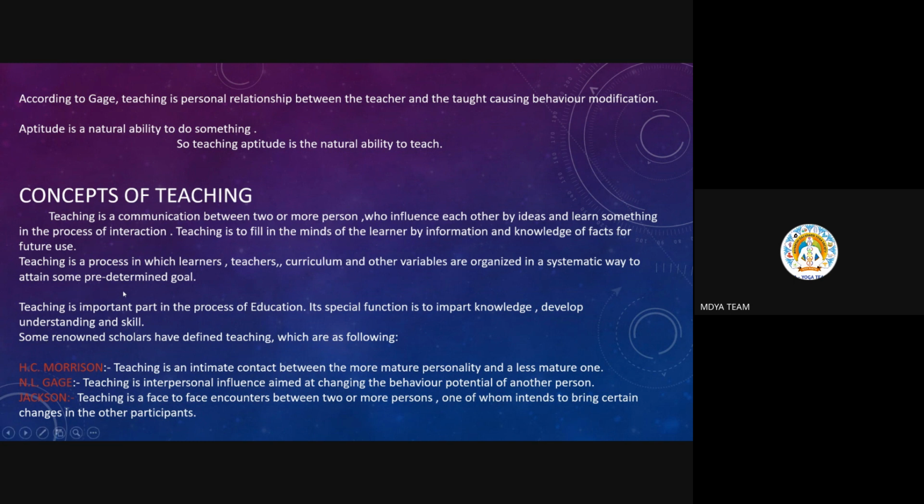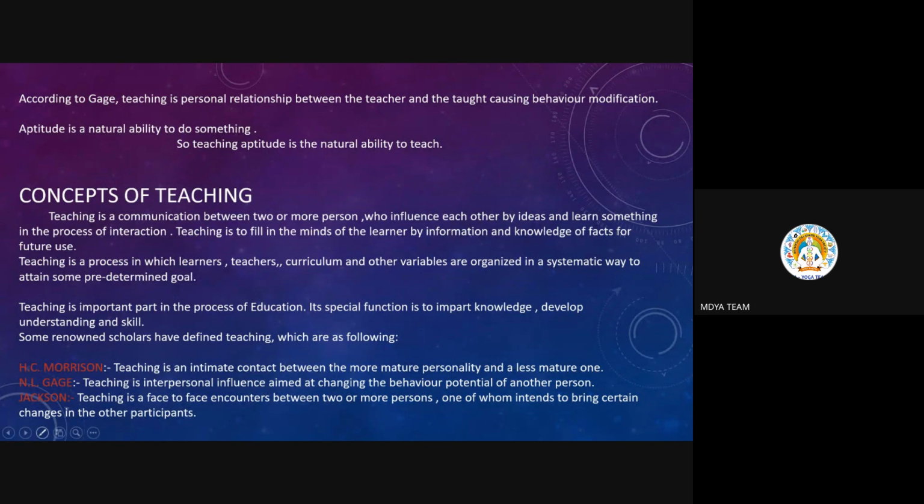And in teaching, there are teachers. These are the components of teaching. The teachers are there, learners are there, curriculum is there. There is a set syllabus that we have to learn in our class, and some other variables. The variables may be external, like the environment in which we are learning and other things. Teaching is an important part of the process of education. Its special function is to impart knowledge, and develop understanding and skill.